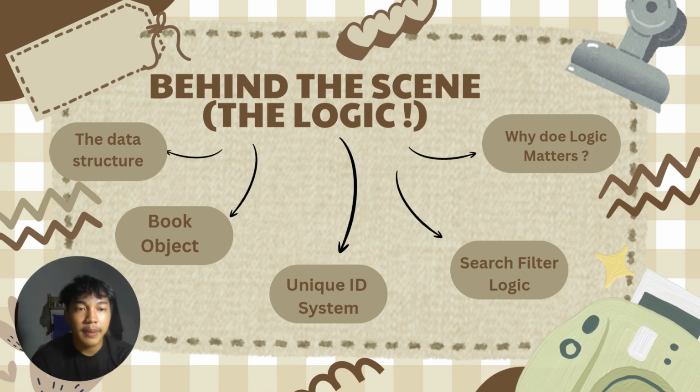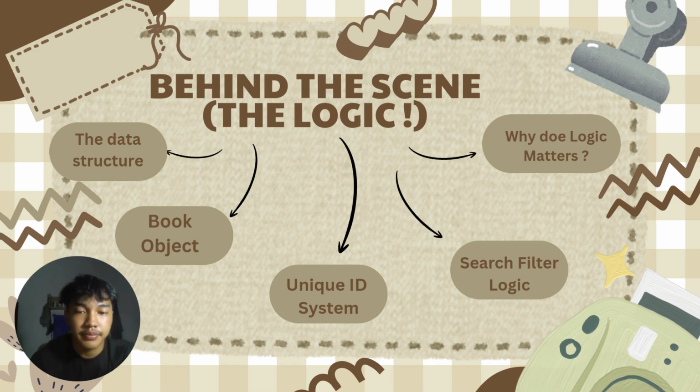So for my part, I will explain about the behind the scenes logic, and how the application works behind the scenes using JavaScript logic. So I will explain about data structure, book object, unique ID system, search filter logic, and also why the logic matters.